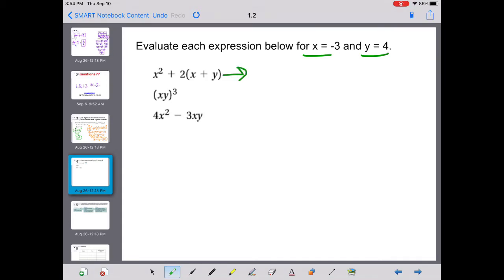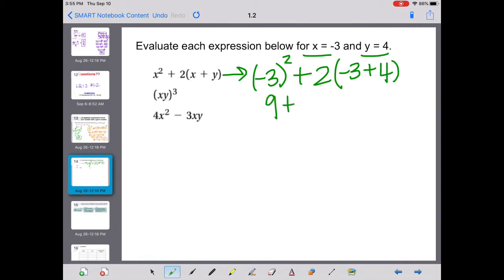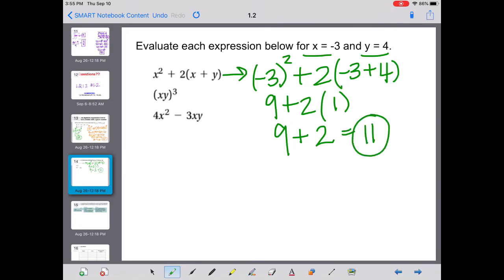This first one is a really good example of why you want to use parentheses. If I don't put my negative 3 in parentheses, I'll get a completely different answer when I square it. So if I make sure that that's in parentheses, then I know I'm going to have the right answer. Negative 3 to the second power gives us a positive 9. And then inside parentheses, which I should have done first, is just a 1. Order of operations says I should multiply. 2 times 1 is 2, and 9 plus 2 is 11.